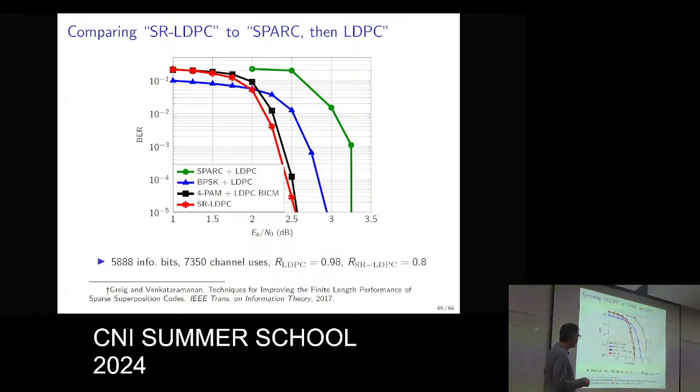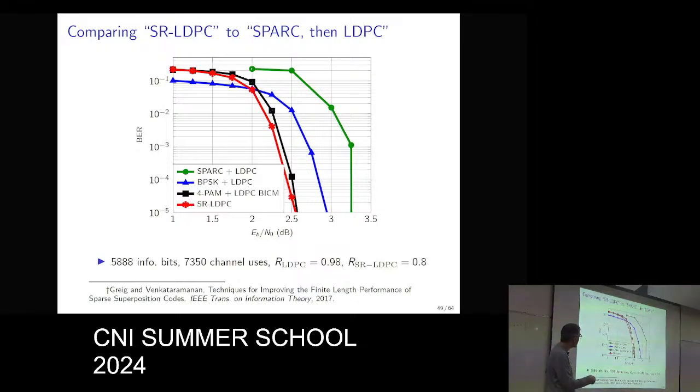The first one is Spark plus LDPC. It's a curve that was put together by the people who did AMP applied to Spark. They realized that they needed some cleanup, so they themselves put a concatenation with another LDPC code. But in that scheme, they don't have a denoiser that takes into consideration the structure of the code.